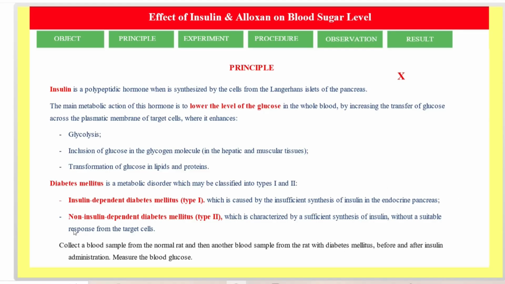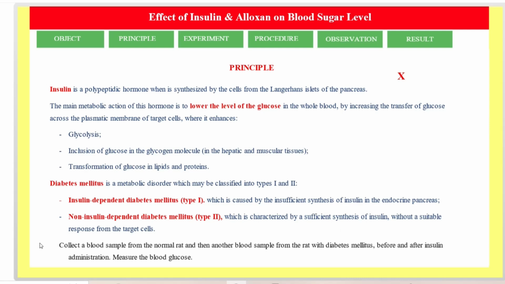And another type is type 2. In this condition insulin is present in the body but it does not work, meaning its receptors are not working, so the glucose is not utilized in the body and its level increases in the body.